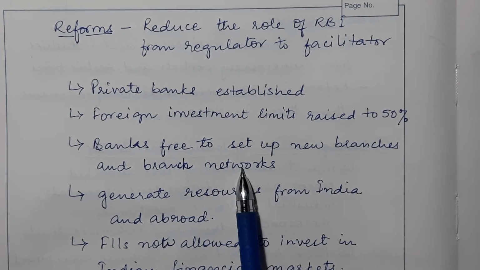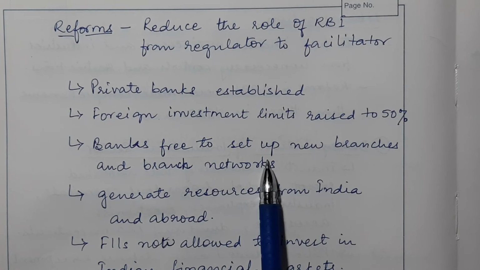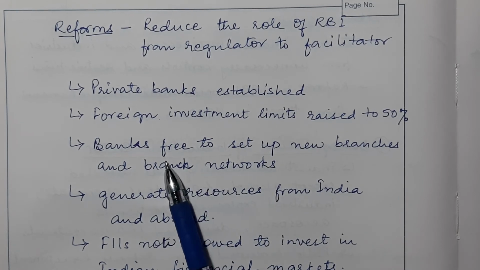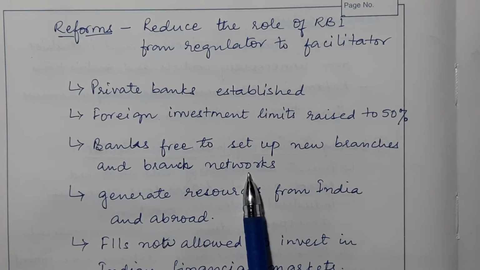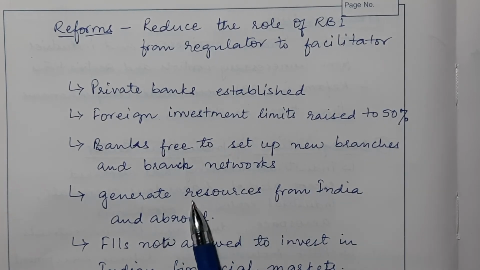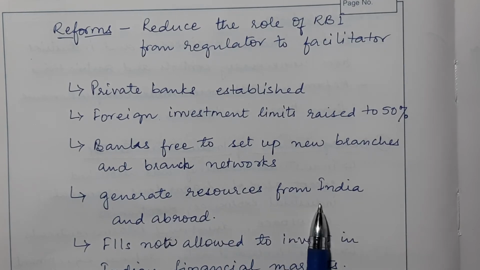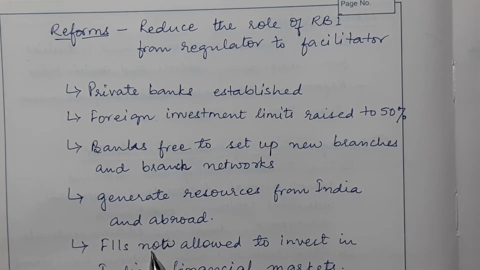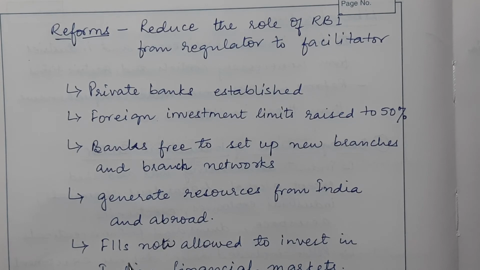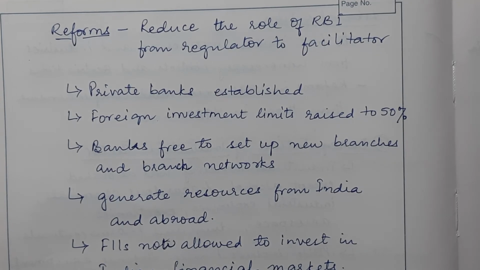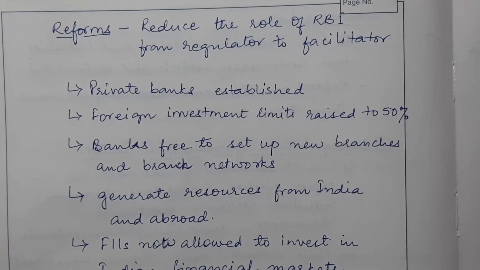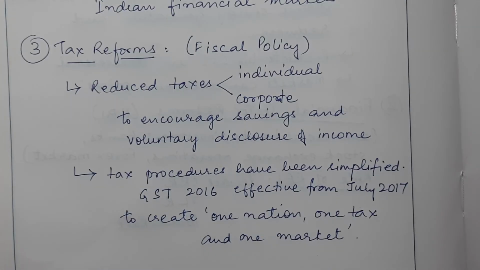Earlier this was decided by the RBI, but after the financial sector reforms, the banks were free to set up new branches and also branch networks. Then they would be able to generate resources from India and also abroad. Then foreign institutional investors, FIIs, were now allowed to invest in Indian financial markets. So those were the reforms in the financial sector.